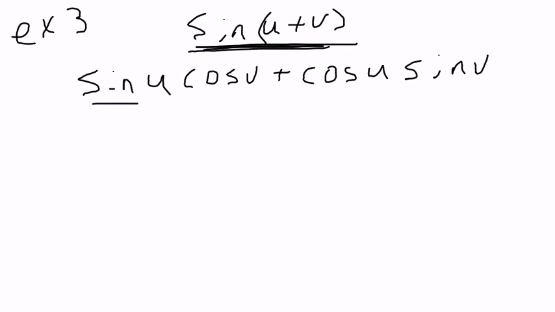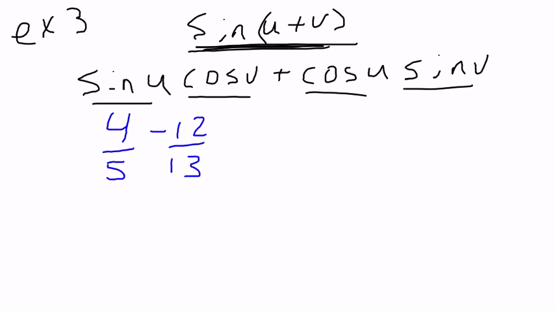So we need to figure out what the sine of u is, what the cosine of v is, what the cosine of u is, and what the sine of v is. Typically when you do these problems, two of them are going to be given to you. In our case, we're given that the sine of u is 4/5 and that the cosine of v is negative 12/13. So we're given these two things. So how do we find cosine of u and sine of v?